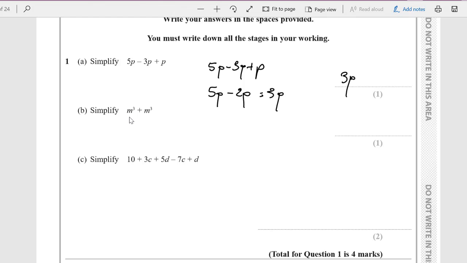And then we simplify m to the power of 3 plus m to the power of 3. So same base, same power. So that would be 2m to the power of 3.